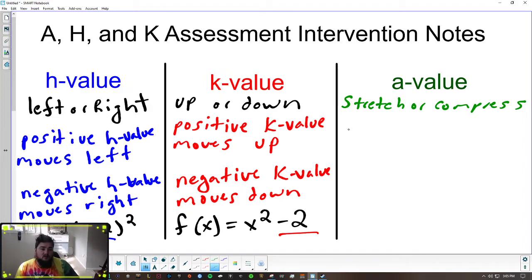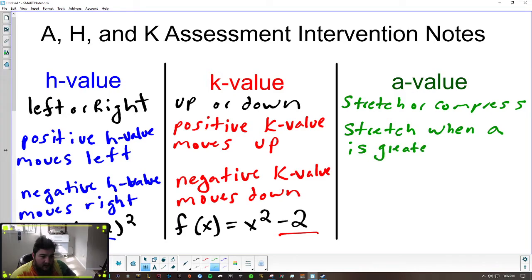So when does it do what? Well, our graph is going to stretch when A is greater than 1. So if the A value is greater than 1, any number bigger than 1, 1.5, 2, 7, 25, any number greater than 1 is going to make our graph stretch. And it's like you're pulling it up like it's a Laffy Taffy.